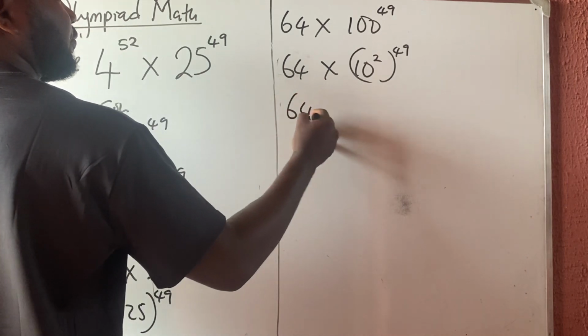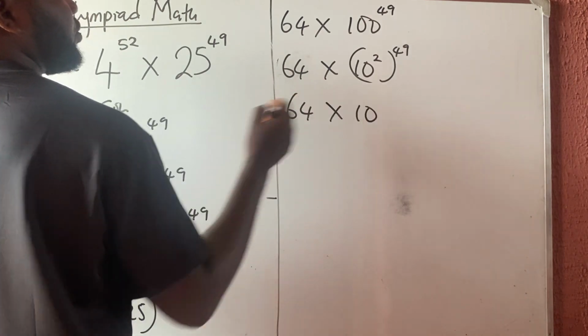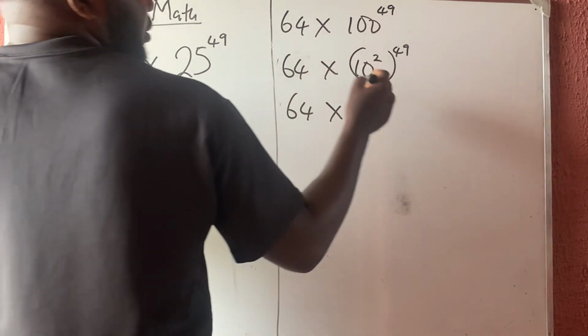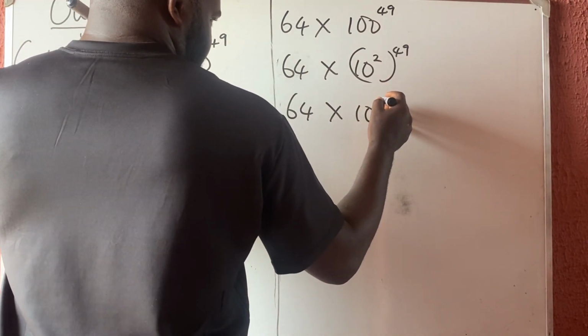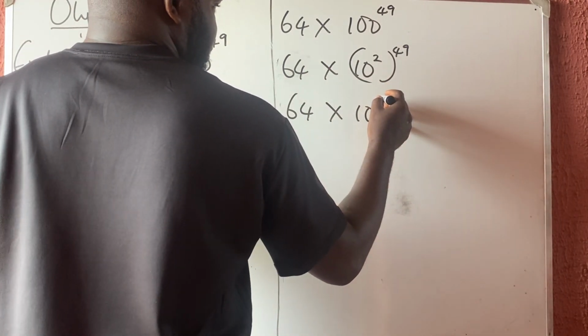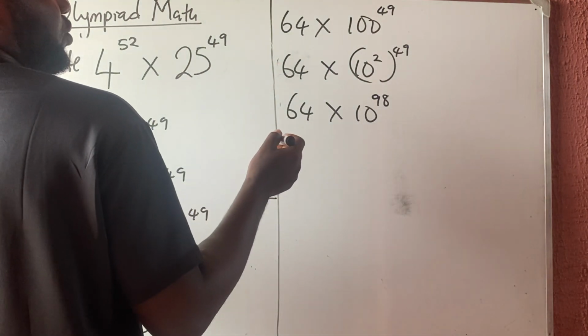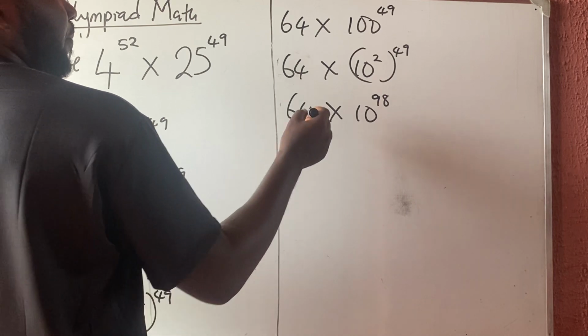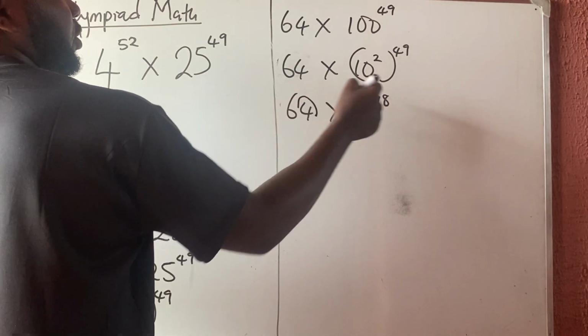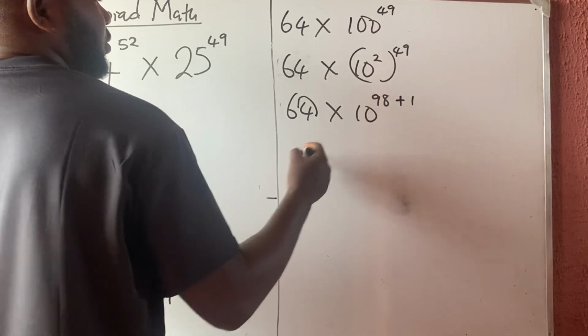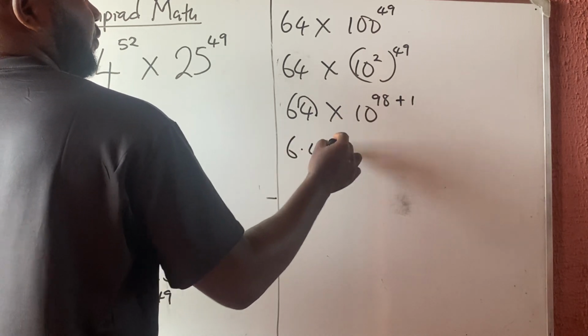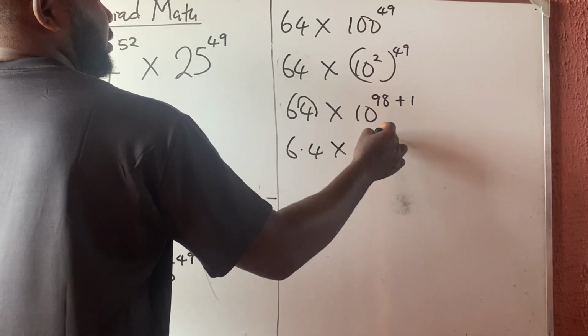So this is 64 times 10 raised to power, this is 98, right? 98. So according to standard form, you put the point here and move to the left, you are adding 1 here. So it's going to be 6.4 times 10 raised to power 99.